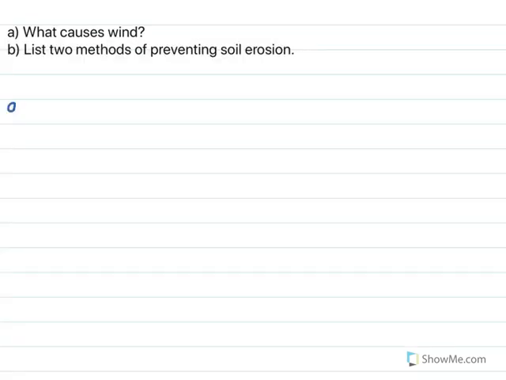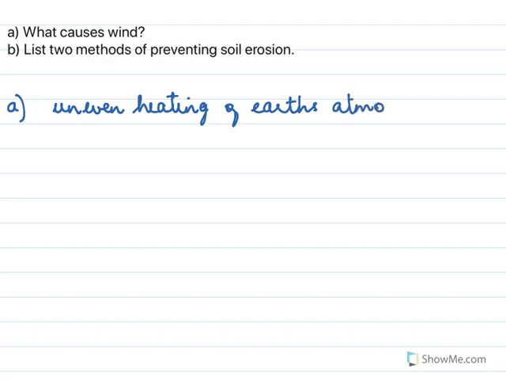What causes winds? The uneven heating of Earth's atmosphere causes winds, because in one place, if it is hot, in that area you will have low pressure because the hot air rises, and because hot air rises, it will be low pressure.